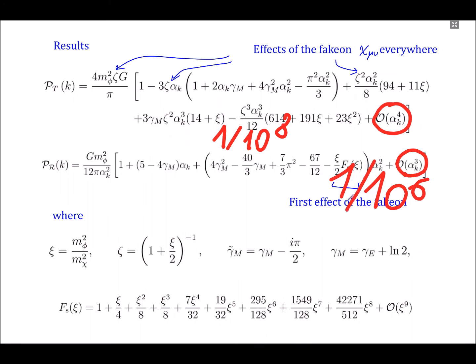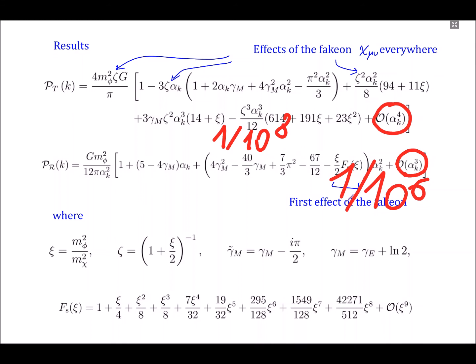Okay, that's what I was asking. The tensor scalar ratio, what would be the difference between each of them, if you said they will stop at this order? What will be the difference between each order in alpha?